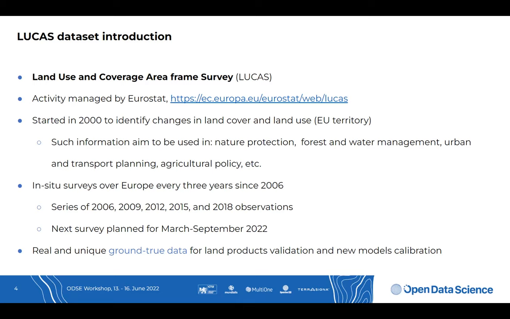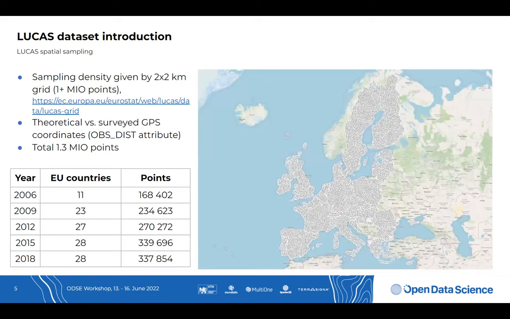About the sampling density: sampling density is defined by a LUCAS grid. So Eurostat is coming with a grid which has a two kilometer density. So it means that it has approximately more than 1 million points. And every 3 years, Eurostat selects a subset of these points to be observed.